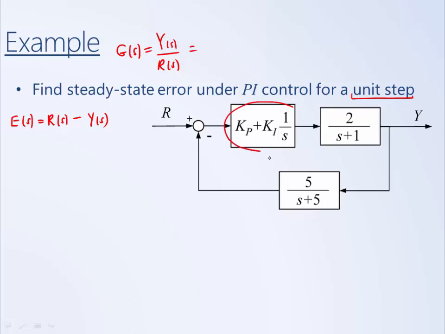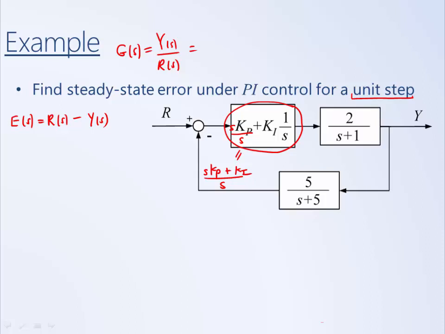Before we do that, however, I want to go ahead and rewrite this so that it has a common denominator of S. This term has a denominator of S. In order to get this term to have a denominator of S, we multiply and divide by S. Now we can combine them, where the numerator of the first term is S times Kp, and the numerator of the second term is simply Ki.